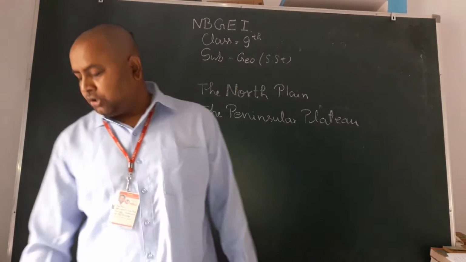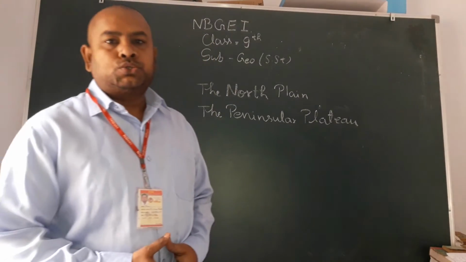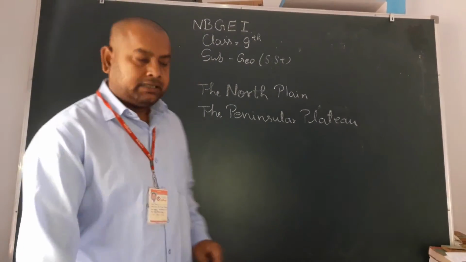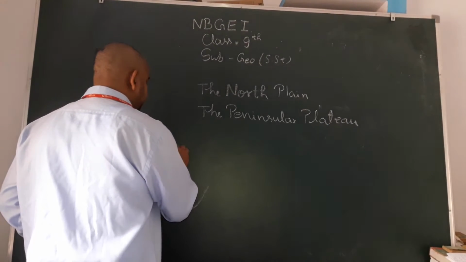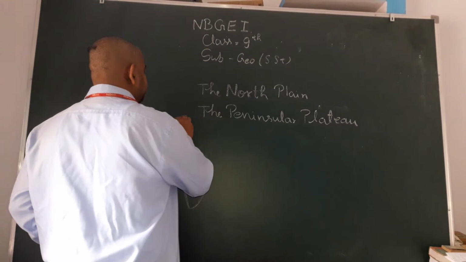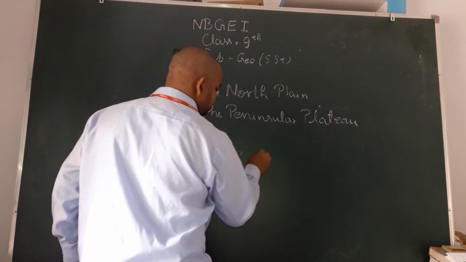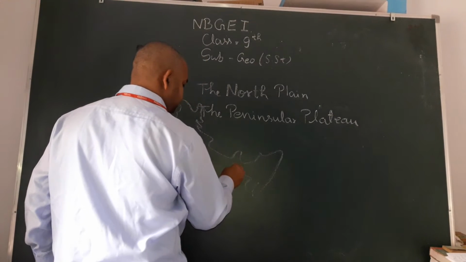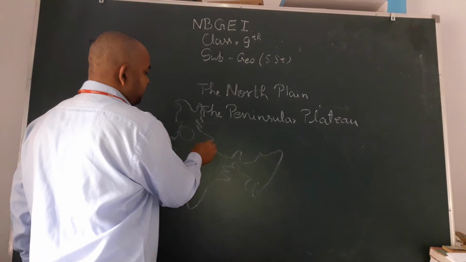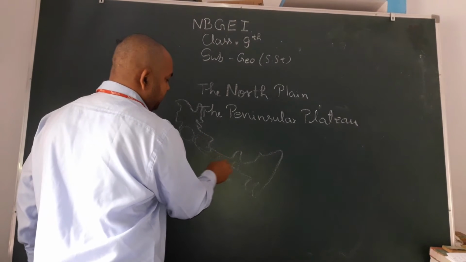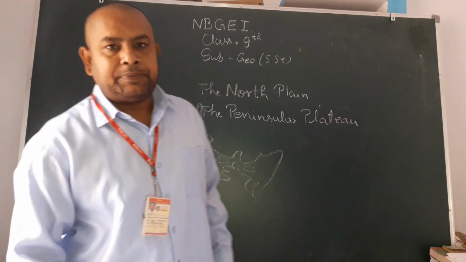Today's topic is the Northern Plain area. The Northern Plain is situated in Punjab, Haryana, UP, Bihar, West Bengal, some parts of Rajasthan, Gujarat and some parts of Assam. This is the plain area.